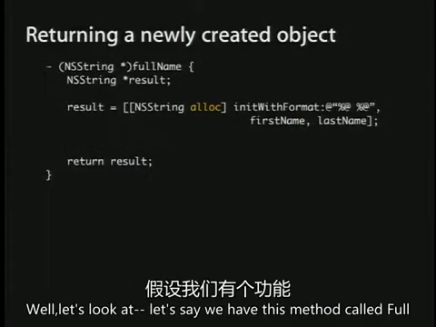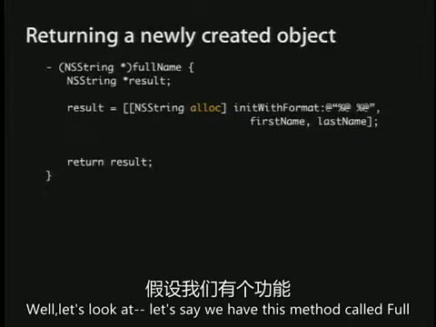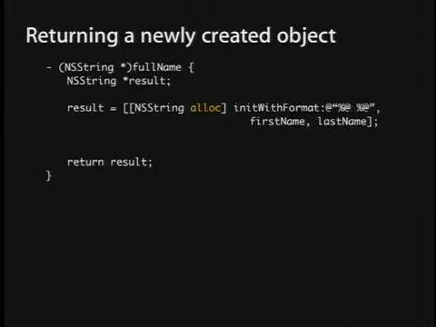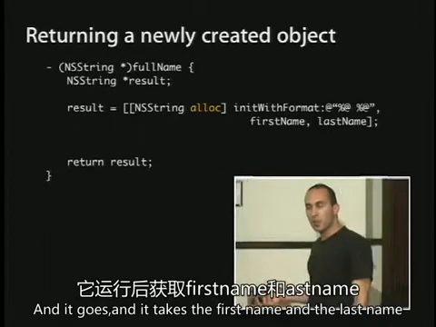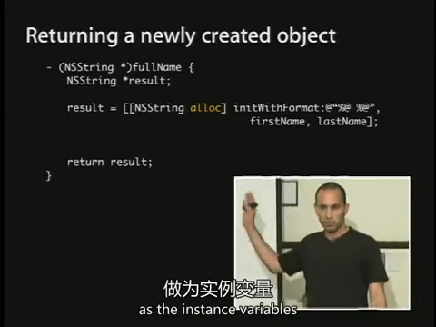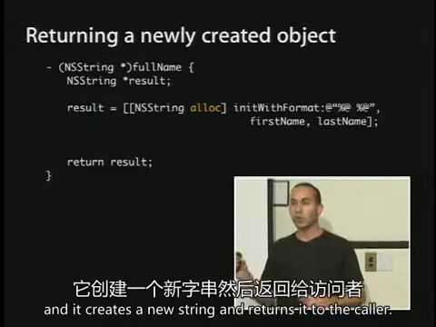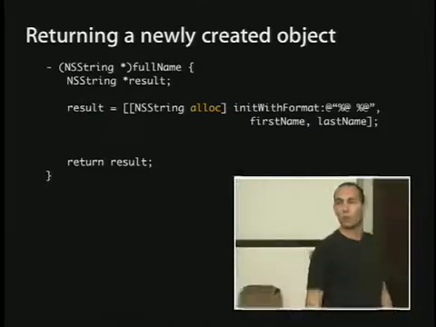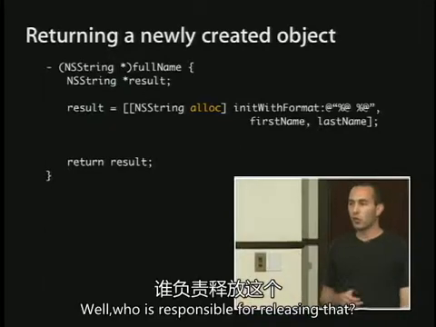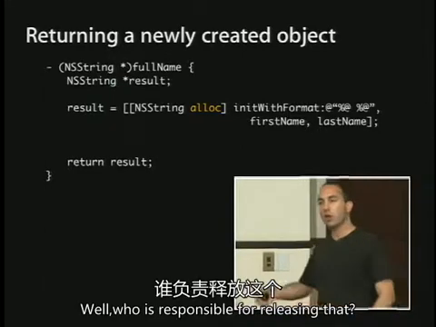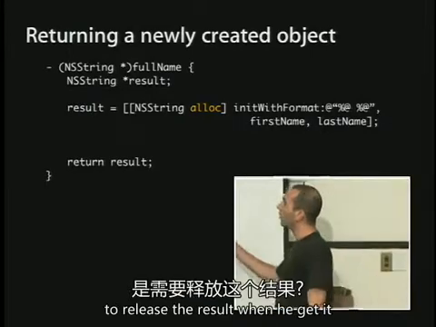Well, let's say we have this method called full name, okay? It takes the first name and the last name as instance variables in whatever class you're implementing, and it creates a new string and returns it to the caller. Well, who's responsible for releasing that? And how does the caller know that he's supposed to release the result when he gets it?